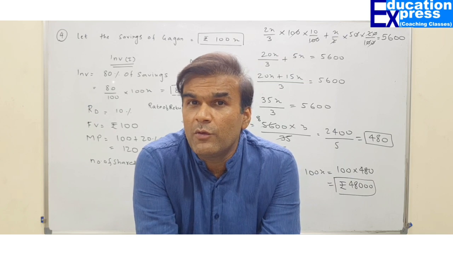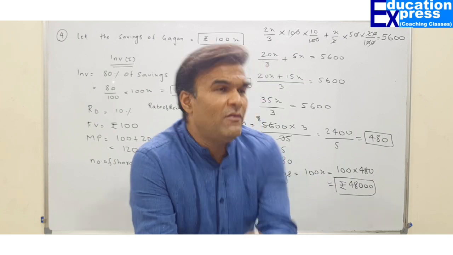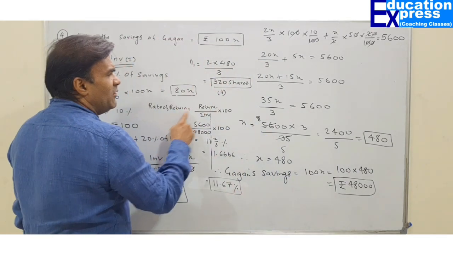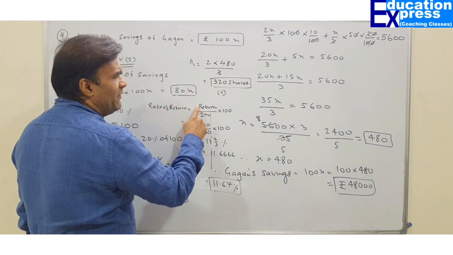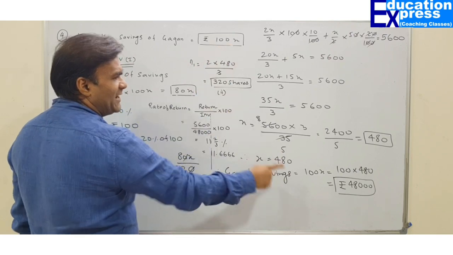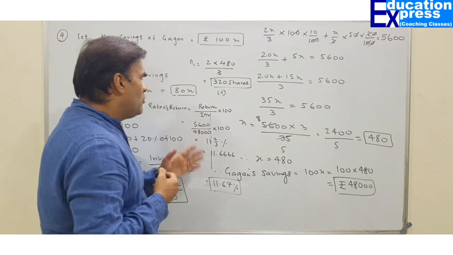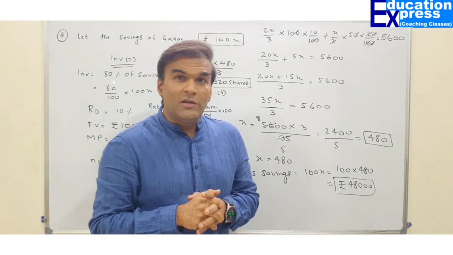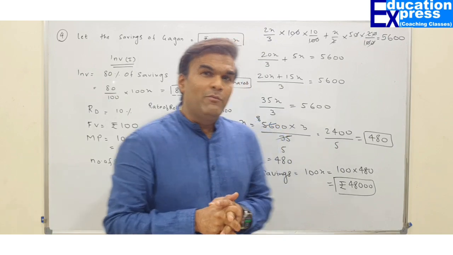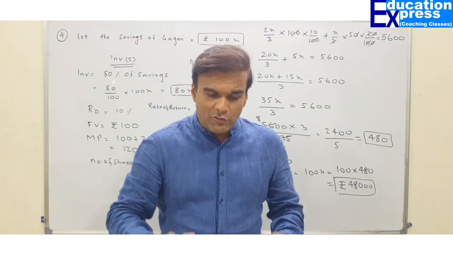How do you find percent profit? Sir, percent profit is profit upon cost into 100. Same way, return on investment will be return upon investment into 100. Return means my total dividend, that is 5600. My total investment, which was 48,000, into 100. And when you do so, you will automatically get 11.67 approximately. So this is how we have done question number 4.